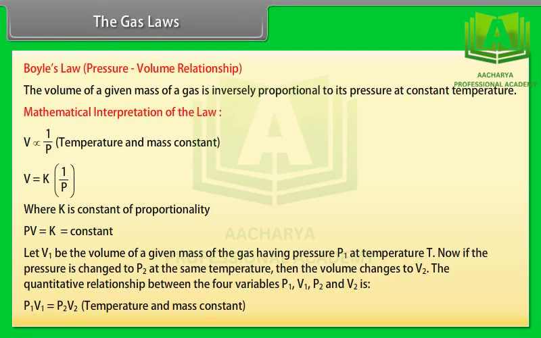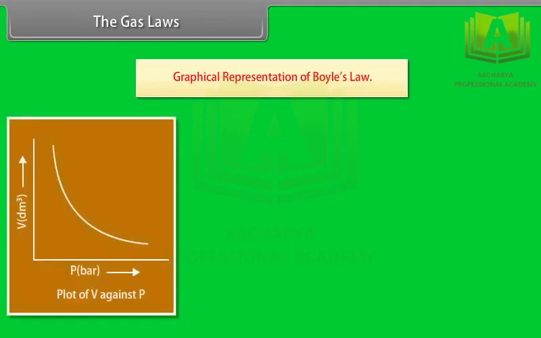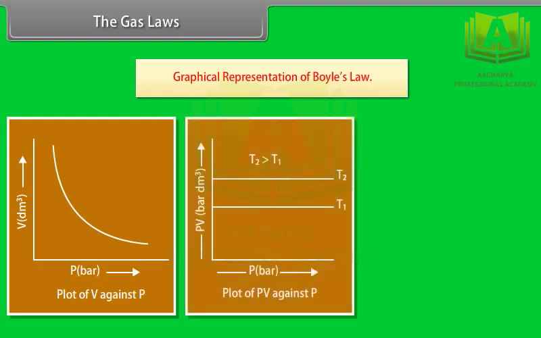constant temperature and mass. Graphical representation of Boyle's law. It shows the plot of V versus P at a particular temperature. It shows as P increases, V decreases. It shows the plot of PV versus P at a particular temperature. It indicates that the PV value remains constant in spite of a regular increase in P.